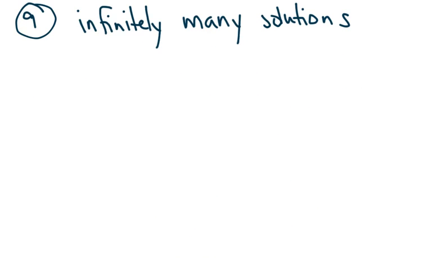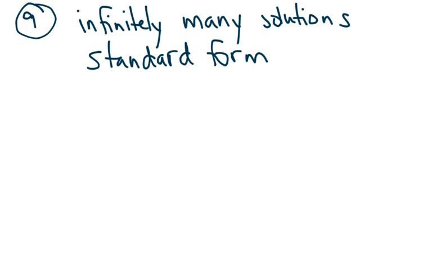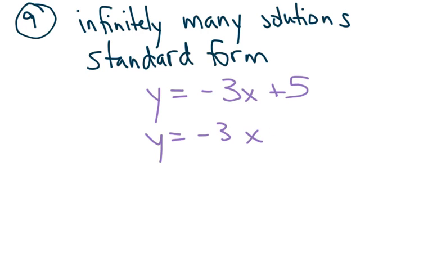The last problem I'm going to do in this video is number 9. It says, write a system of equations in standard form, that's the key, that has infinitely many solutions. This is how I'm going to approach the problem. First of all, I know that infinitely many solutions mean that they have the same slope and the same y-intercept. So how about I just write 2 equations that have the same slope and the same y-intercept.